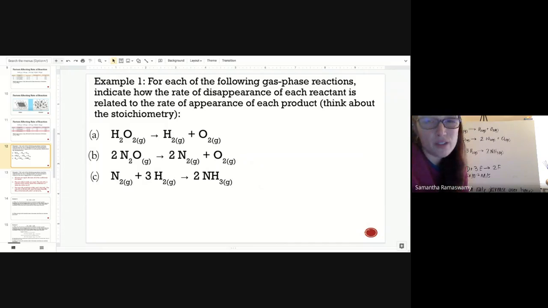I'm going to pin myself to the screen so that I can see it as well. And so what we're going to do is look at example 1. Again, example 1 is on page 3. These first 4 examples are looking at the rate of appearance and rate of disappearance, and that is all about the stoichiometry. So it's all about looking at the stoich.